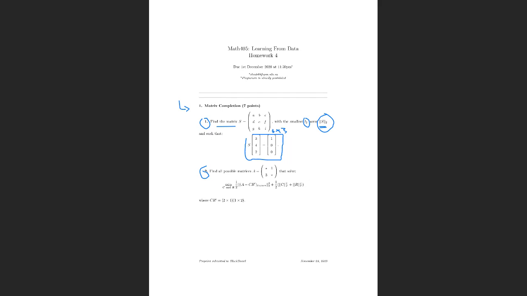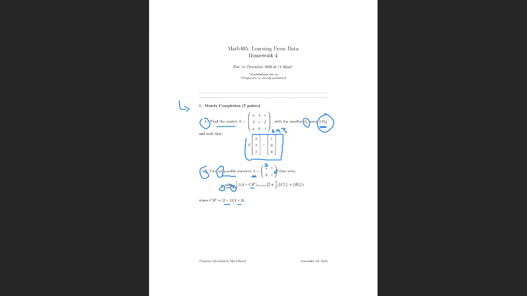Second question in this matrix completion exercise: we have to find all possible matrices, with these missing items, that solve the following minimization problem, where you're seeking the vectors C and R. As I say, CR^T is a 2 by 1 multiplying a 1 by 2.